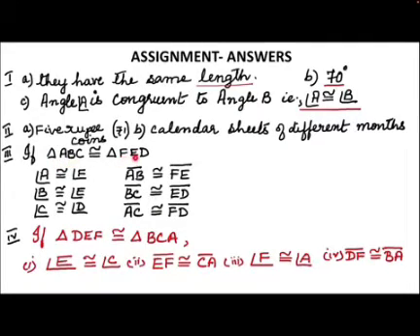Side AB, side FE are congruent. That's what I've written here. Line segment AB or side AB, congruent to FE. Next, side BC is congruent to side ED. Okay, children? So BC is congruent to ED. Again, the order next is AC is congruent to FD. So that is the order.